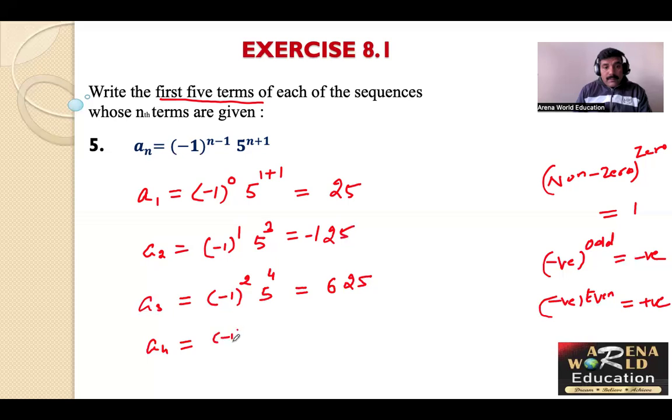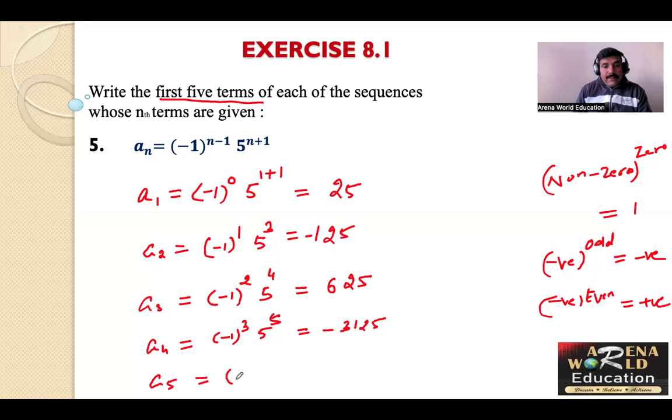A4 will be what? Minus 1 raised to power 4 minus 1, 3. And this will be 5 raised to power 5, right? So here negative sign, negative raised to power odd, so this will be negative. And what is 5 raised to power 5? This will be 3125, right?